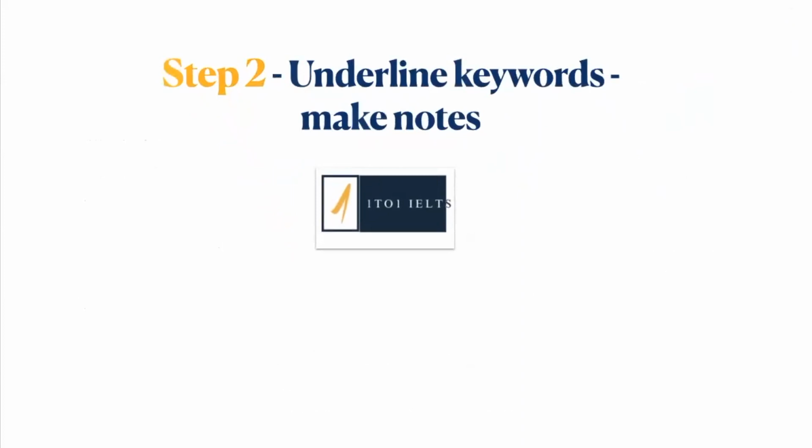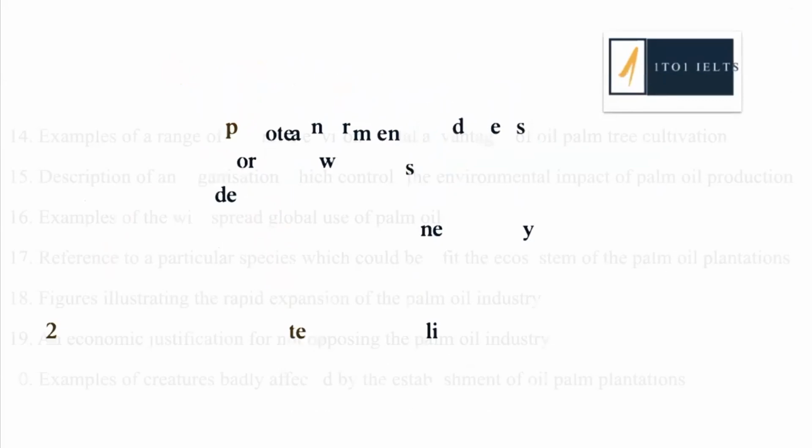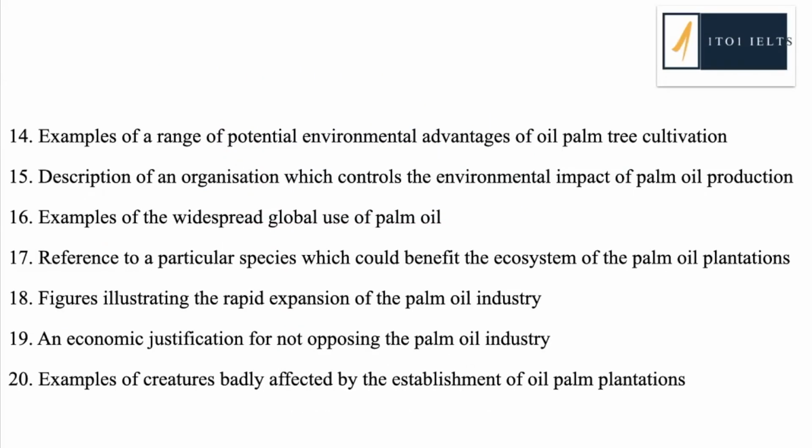Next, we underline keywords and make some notes from the options. If we look at number 14, the first word I see, which is really important, is examples. So we know we've got more than one example. It's talking about examples of advantages about the environment. So these advantages have got to be related to the environment. And these are the advantages of oil palm tree cultivation. So we're looking for multiple environmental advantages of oil palm tree cultivation.